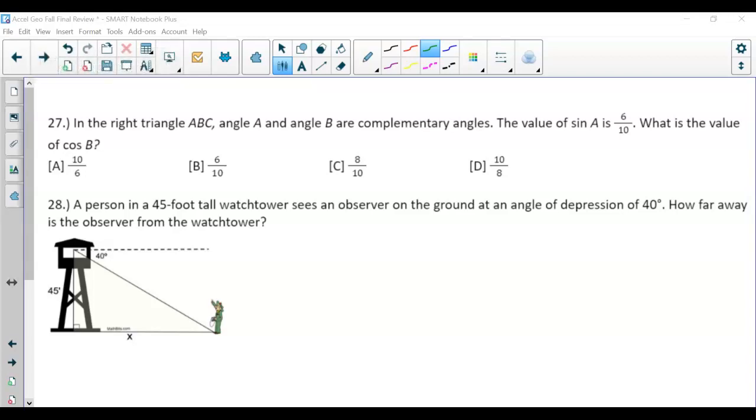In this video for the accelerated geometry final exam final review, I'm going over the last question, so numbers 27 to 36. So I'm focusing on these question numbers.